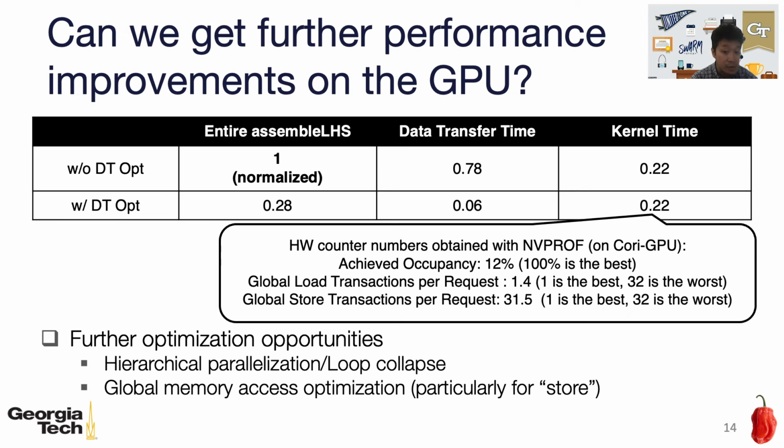And to analyze the performance of this kernel, we used the NVIDIA profiler and collected several hardware counters. For example, we noticed that the achieved occupancy was around 12%, which means that the GPU was less busy. And also for the global memory accesses, we noticed that the global store efficiency was not very good because many of the global store transactions were not coalesced. So to further optimize this kernel, we plan to do hierarchical parallelization to increase the occupancy. And also we plan to perform global memory access optimization, particularly for the store operations.